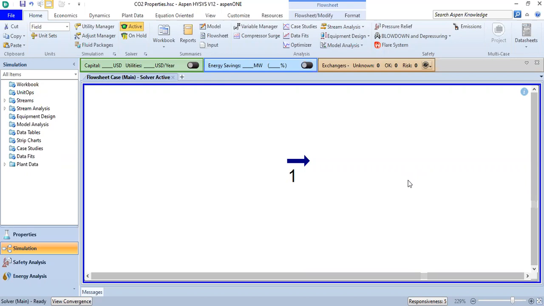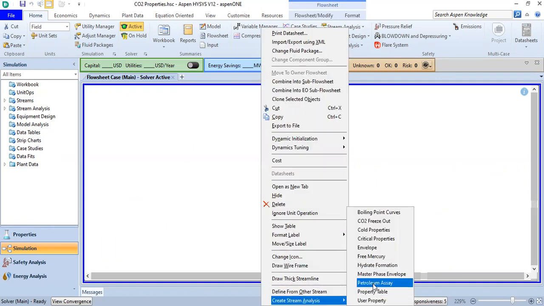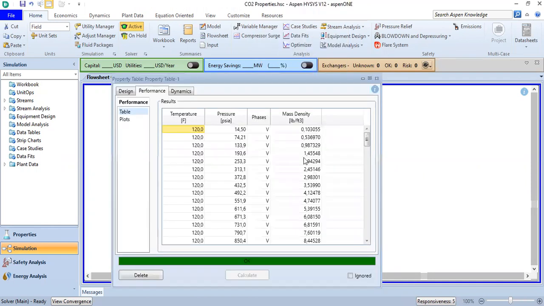So we go back to the HYSYS video regarding CO2 properties. As you can see, previously I had some doubts regarding the density prediction. So if I click create stream analysis and I go to the property table, I still have doubts with this.